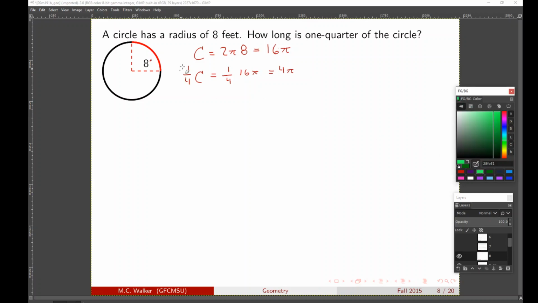And the other way that we could come up with 1/4 is we could say that this angle is 90 degrees. And 90 degrees out of the 360 degrees in an entire circle reduces down to 1/4. So this measurement right here is what part, what portion, what fraction of a circle. That's what we're looking at.